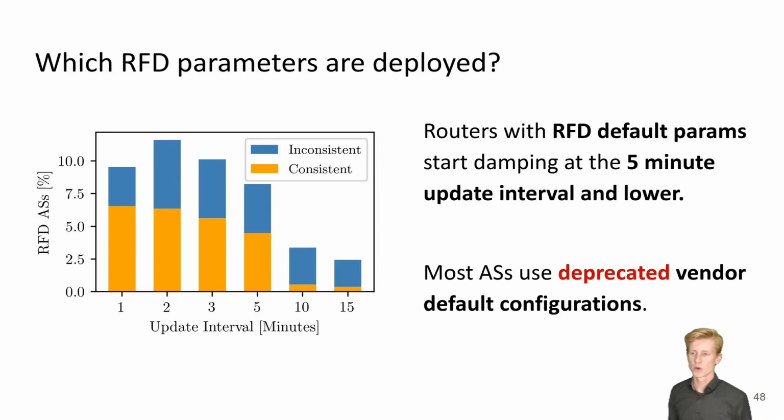We see a clear drop from 5 minutes to 10 minutes in this plot. Cisco and Juniper default configurations, which have proven to be harmful in the past, dampen the 5-minute update interval and faster, so 1, 2, 3 and 5. This means the majority of ASs use route flap damping with deprecated default vendor configurations. We have confirmed this observation with ground truth.